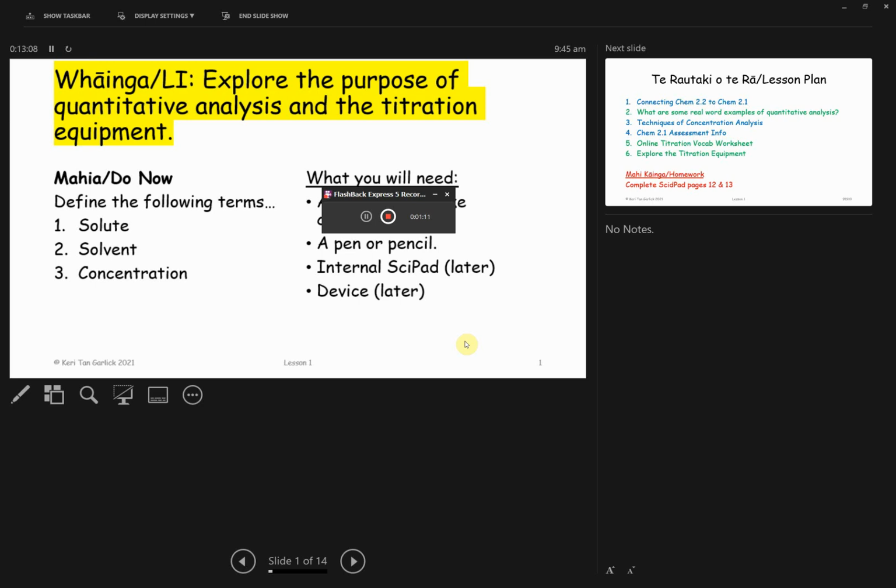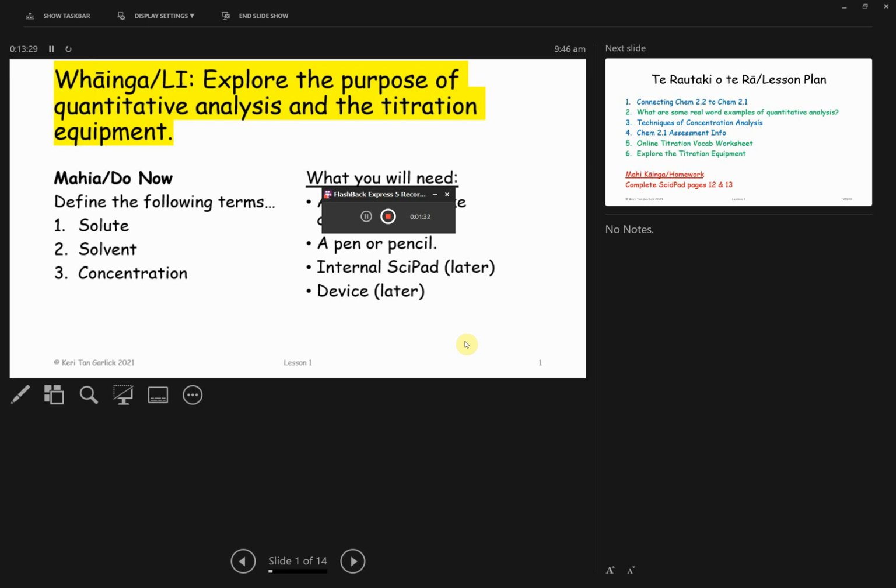And then concentration is talking about the amount of the solute that you have in the solvent. So it could be very concentrated and very strong, such as a strong coffee, or maybe you add some water to dilute it so that it's not as powerful. So those are some key terms that we're going to apply to this topic.